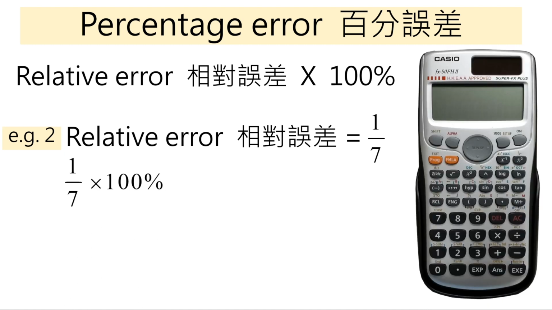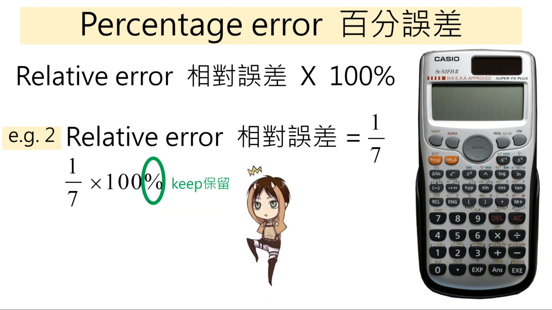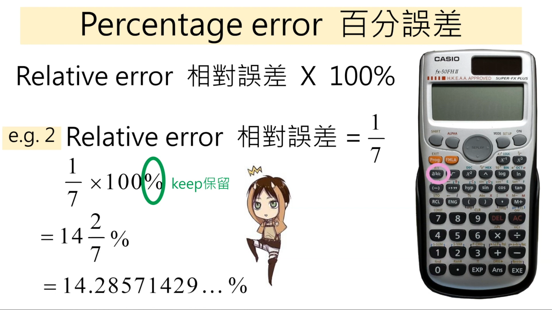Let's say we were given the relative error of 1 over 7. Using the calculator, we can easily calculate the percentage error by multiplying it by 100. Make sure you do not put the percentage inside a calculator as it's just a unit. Multiplying it by 100, we get 14 and 2 over 7. Percent is the unit, so it's kept. We can always press the upper left button and turn this fraction into a decimal, giving us 14.28%.